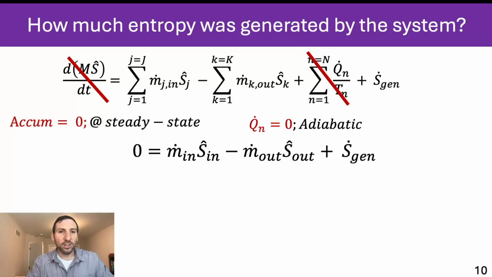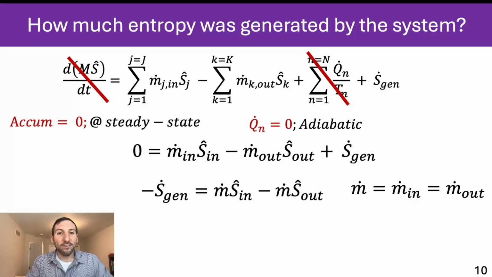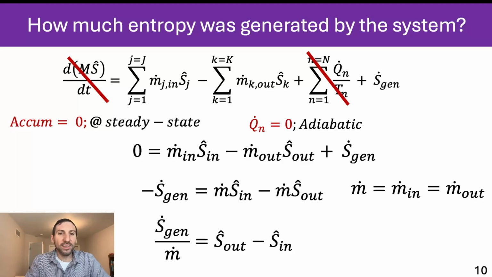We can move the S generation term to its own side. We can also change my mass flow rates to be one variable, m dot. And from here, we can bring my m dot over to the entropy generation side. We can also get rid of the negative sign on the entropy generated term and move the negative sign to the right-hand side. That'll give me S generation over m dot equals my outlet entropy minus my inlet entropy. And those are specific entropies.